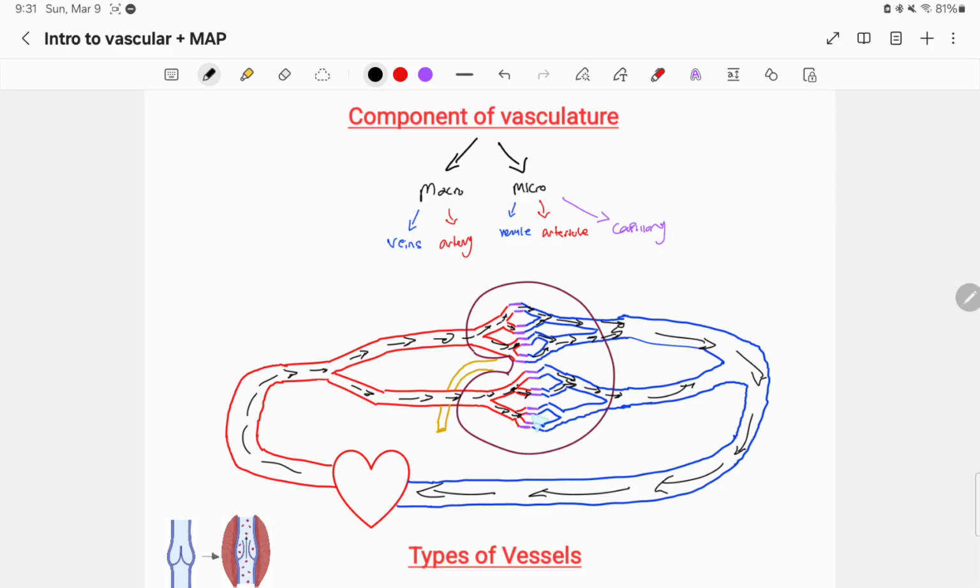So just to take home points from here, the macro circulation is going to take blood from the heart and back to the heart. Okay, so from the heart to the organ and from the organ back to the heart.